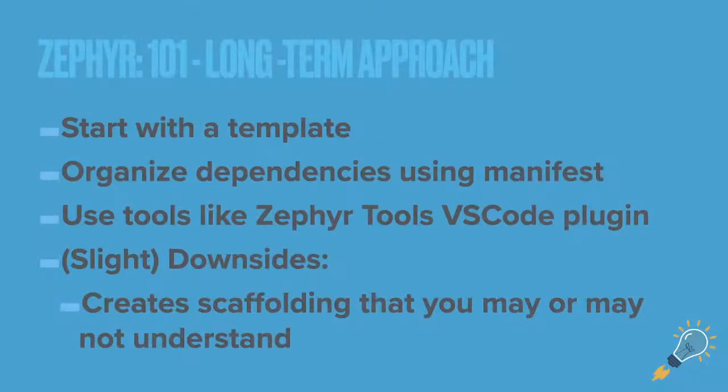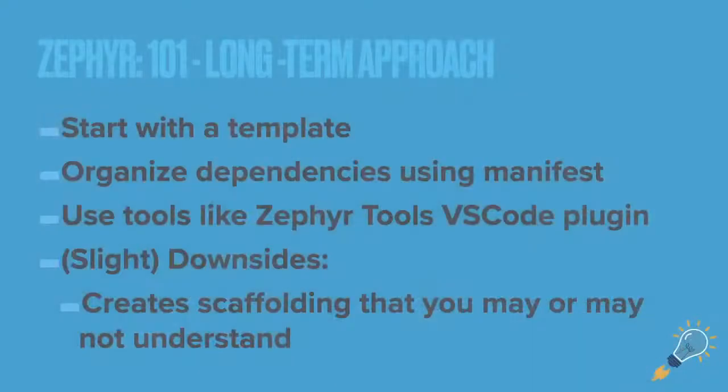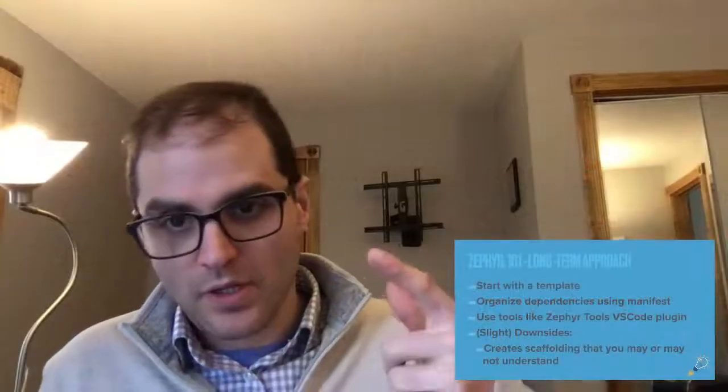But the big thing here, and we're going to jump into this, is the long-term approach, which is probably my best recommendation for anybody who's wanting to start something from scratch, where that repository is going to be living. You're going to be using it across different machines, different developers. So we're going to start with a template, and as part of that template, by default, you're organizing dependencies using a West manifest, and we've talked about the West manifest in previous episodes of Zephyr 101 here, and you can jump over to those if you'd like to check it out a little bit more.